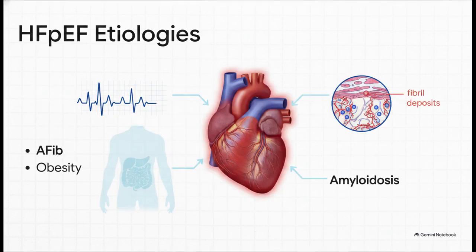Conversely, what about the stiff, preserved ejection fraction pump? It's a totally different profile. We see atrial fibrillation, diabetes, obesity, and honestly, simply being elderly. But importantly, you also have to think about infiltrative diseases, things like amyloidosis and sarcoidosis. You've also got hypertrophic cardiomyopathy and constrictive pericarditis. These etiologies physically restrict the heart's ability to relax and fill with blood.